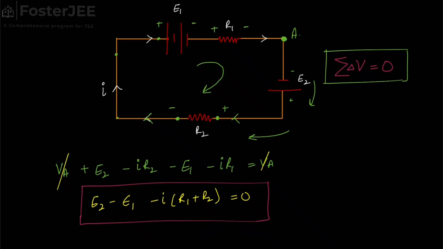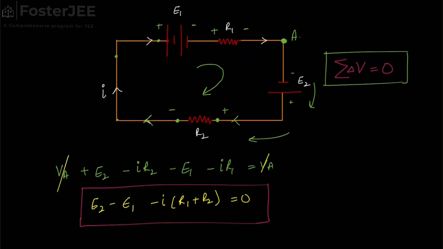Now, here we would like to mention that no one other than us has assumed the direction like this. We can also assume the direction of current like this, and we can also move anti-clockwise. The result will be the same. So this is the application of Kirchhoff's law. We can analyze any complex branch or part of the circuit.